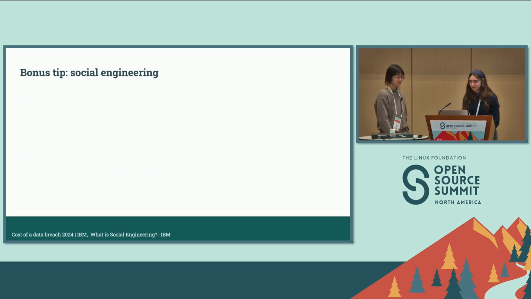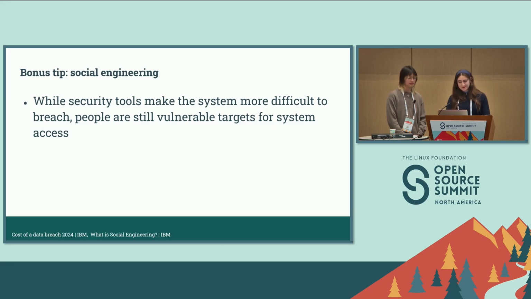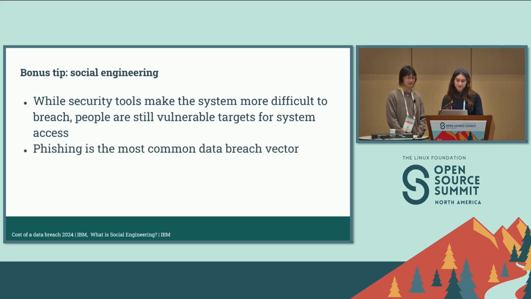Okay, so when we said that general housekeeping was the final tip, we lied, because we have another tip, which is social engineering. This doesn't apply specifically to Linux systems, but we do want to still mention social engineering because this is a security talk, and this is a pretty commonly used attack vector. While all these security tools we are using become more and more sophisticated, it becomes more likely that the person operating the system is the weakest link in the chain of defense. And as a result, phishing is the most common data breach vector.